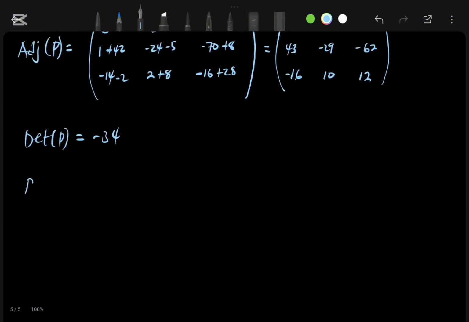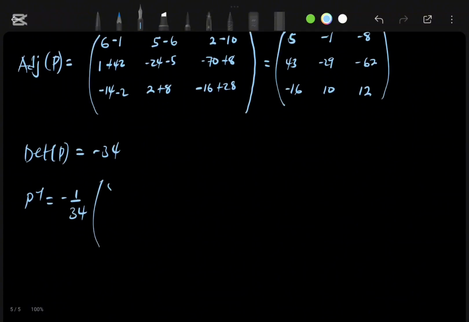So P inverse, which is equal to 1 over minus 34, is given by minus 1 over 34 times the adjoint. So all the values we have here, we have 5, minus 1, minus 8, 43, minus 29, minus 62, minus 16, 10, 12. So this is the value for your P inverse. You can check to see if P times P inverse is equal to I.